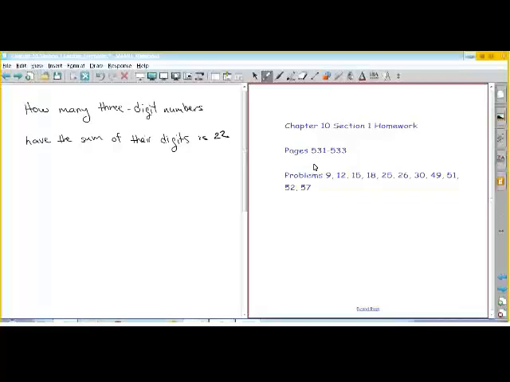Okay, so we're going to do one more problem, which is on the left-hand side there. How many 3-digit numbers have the sum of their digits to be 21? So this is an example of where you would use a tree diagram. First thing is to understand what the problem is asking. Does anybody know a 3-digit number, just one example of a 3-digit number whose sum of the digits is 22?